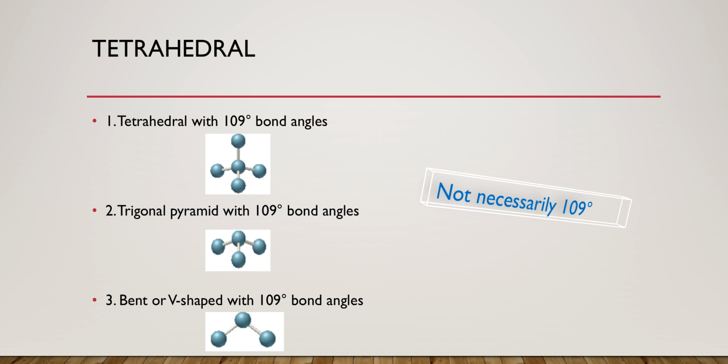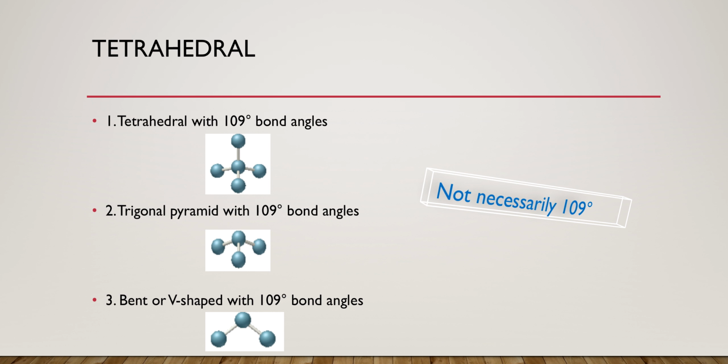For tetrahedral molecules, there are three types of them. One is tetrahedral with 109 degree bond angles. The second one is trigonal pyramid with 109 degree bond angles. And the third one is bent or V-shaped with 109 degree bond angles.